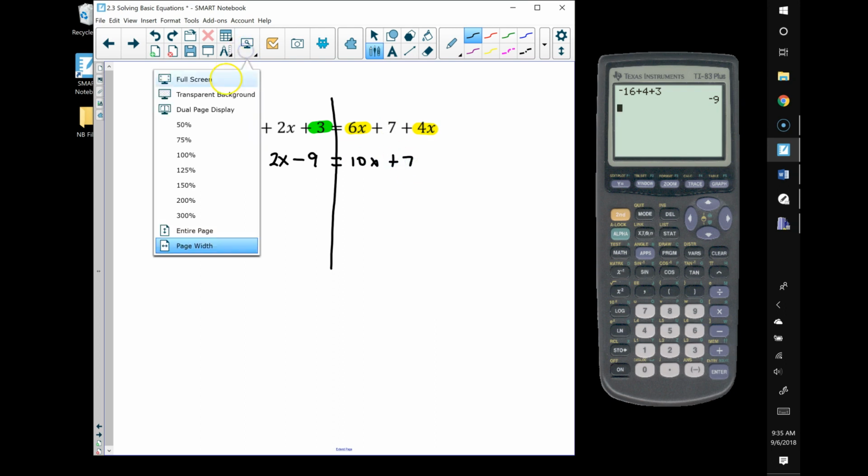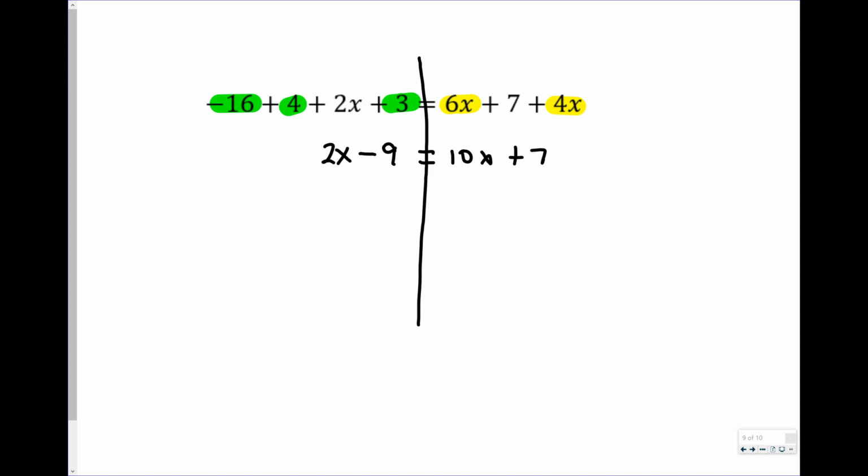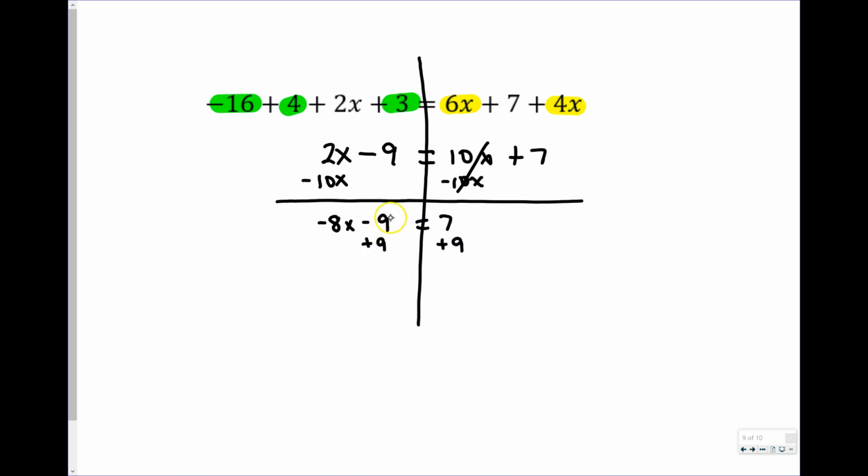Okay? Now we've got a problem that can't combine any more like terms, so I'm going to start moving my variables to one side and my constants to the other. So I'm going to get rid of this 10 over here and move it over here. Please notice how I'm lining things up every time. I'm lining the x's together to get myself organized. 2x minus 10x is negative 8x. Bring down your negative 9. Bring down that 7. Get the 9 over on that other side by doing the opposite.